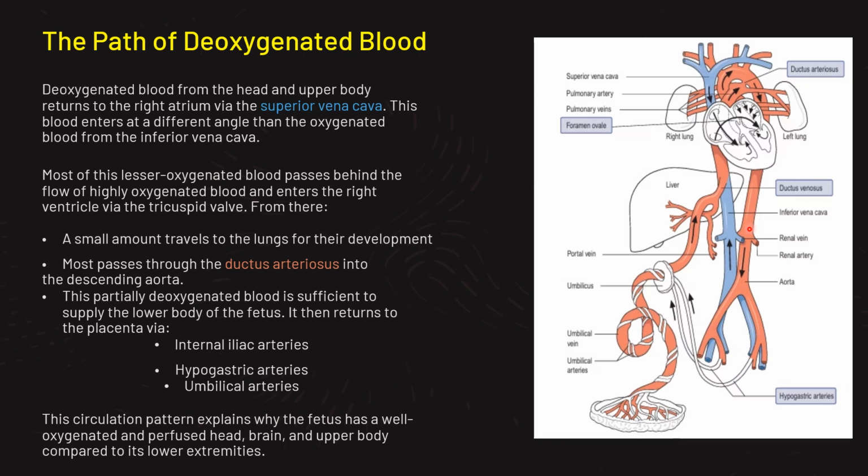After circulation, the deoxygenated blood enters the internal iliac arteries, and then the hypogastric arteries, and then these umbilical arteries carry the blood back into the placenta, where it gets reoxygenated.